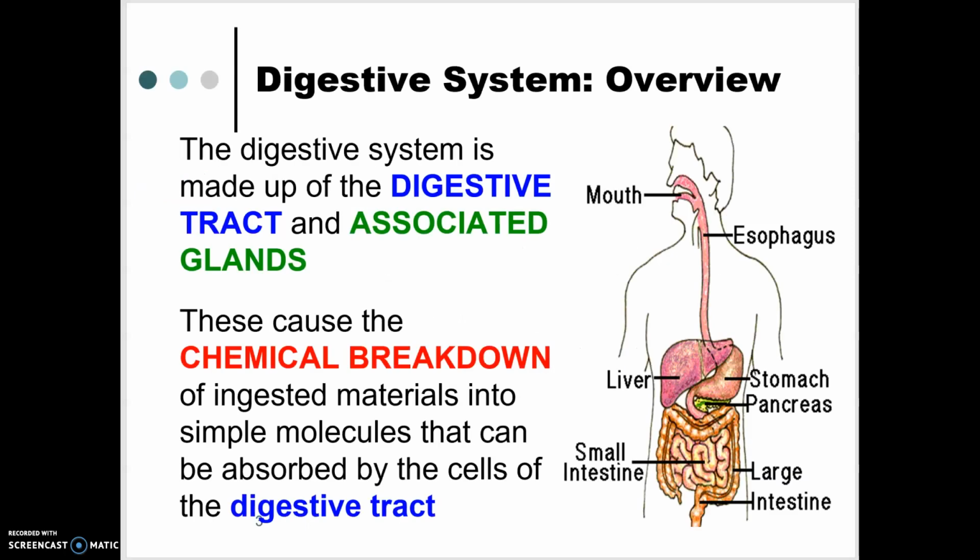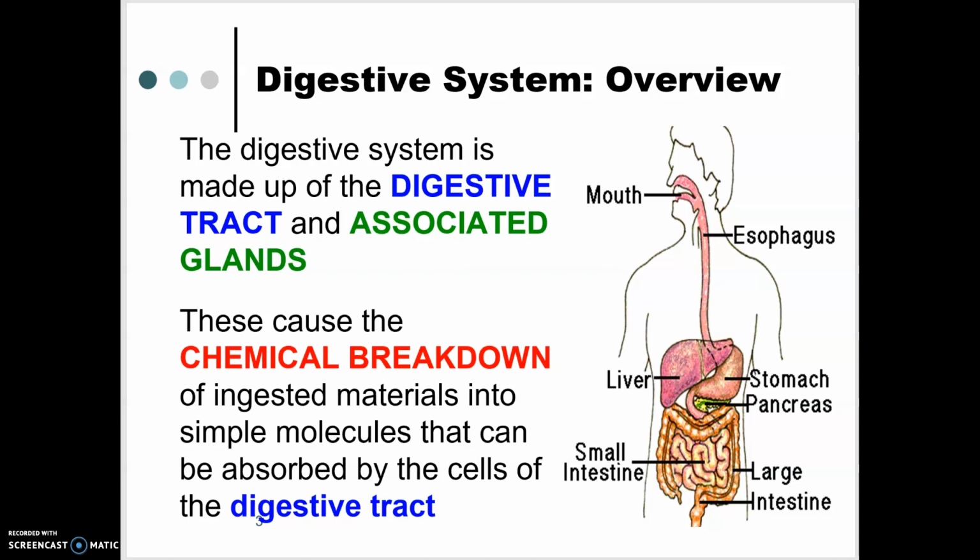So what makes up our digestive system? Well, we have several organs, some of which belong to what we call our digestive tract, and then we have other associated organs and glands that have a responsibility to the digestive system but aren't involved in the digestive tract.